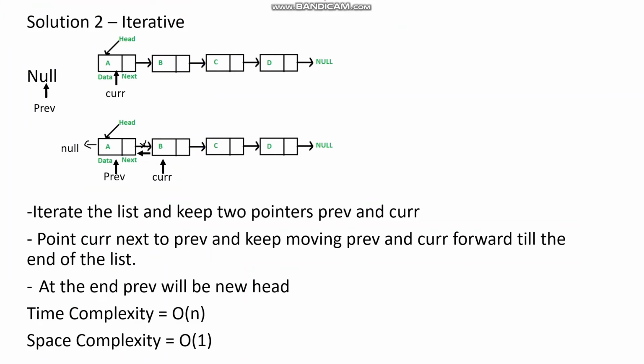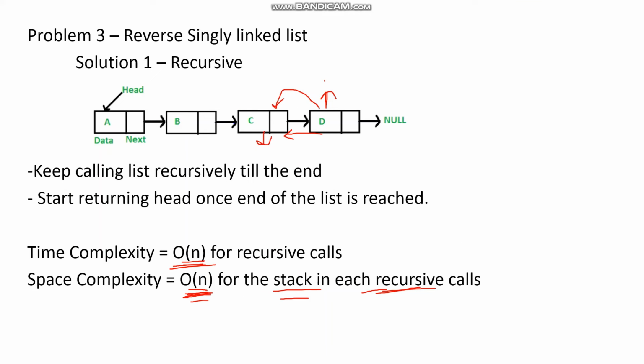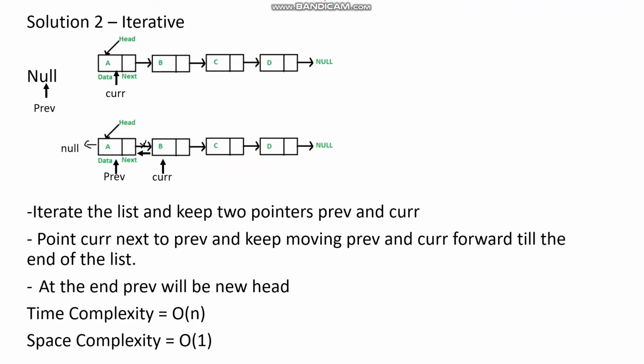In the earlier solution, we reversed the linked list using the recursive method, but that was not the optimized one because time complexity was O(n), but space complexity was also O(n) because we are calling the linked list recursively. For each recursive call, we have to create a stack. So for n recursive calls, n stacks are created. So O(n) is the space complexity. So we can optimize it.